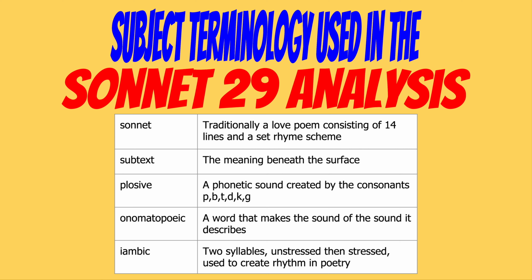Iambic is a subject terminology to do with poetry rhythm, and it means a sequence of two syllables, the first being unstressed. That means it doesn't have a lot of heavy emphasis, and then the second being stressed, and it's a very common rhythm used in poetry, and it's used to create a rhythm and a momentum in poetry. So each of those terms will be used in the model essay, and I would encourage you to become familiar with this language so that you're able to use it in your own writing.